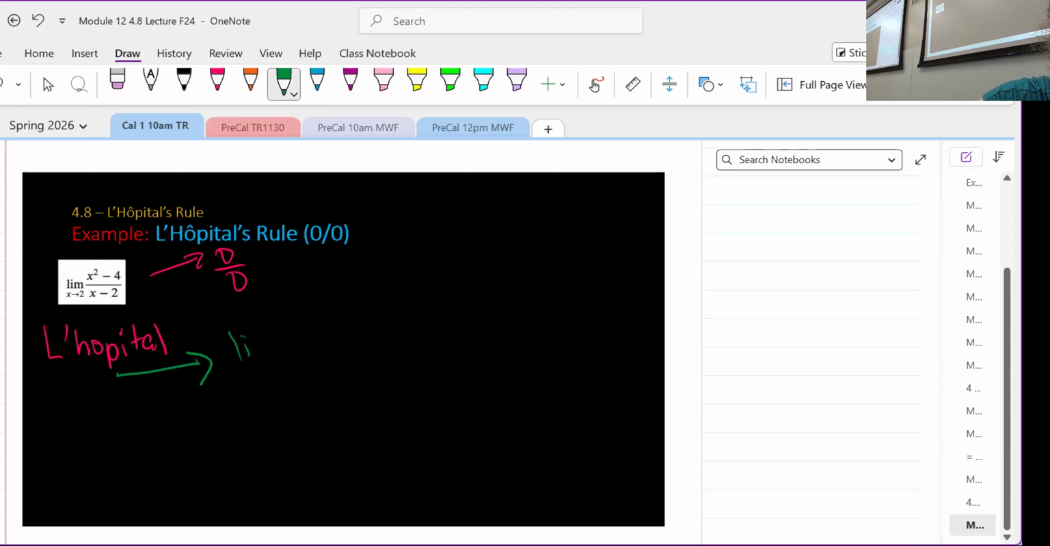So I keep my limit the same. And now I'm going to do the derivative of the top on its own. So the derivative of x squared minus 4. Derivative of x squared is 2x. Derivative of 4, a constant, is 0. So I have just 2x on top. And then on the bottom, the derivative of x minus 2. Derivative of x is 1. And derivative of a constant is 0.